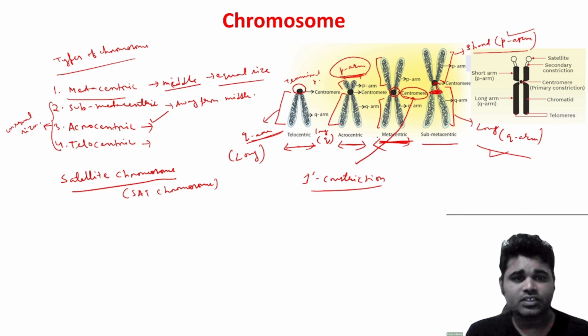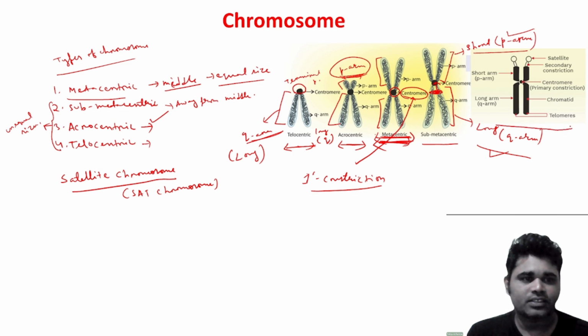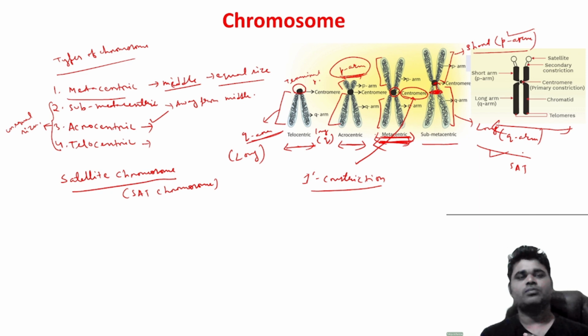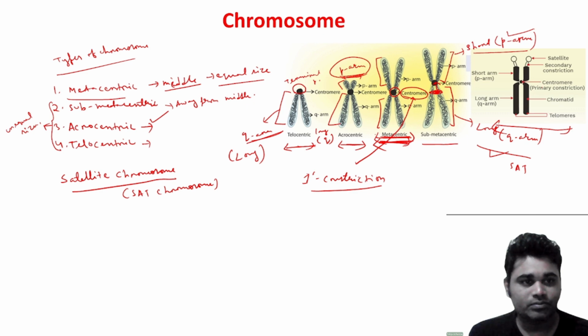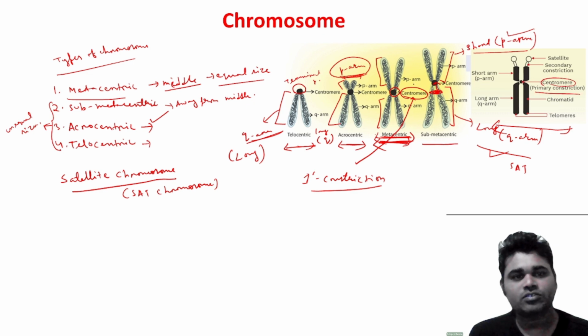Look at the structure of the chromosome. This is the chromosome, simply chromosome, and look at this structure. This structure is called the satellite or the SAT chromosome. So what is the difference between the structure of this chromosome? In the satellite chromosome, one centromere is present, or the primary constriction, which is present also in the chromosome. So the main difference is the structure.